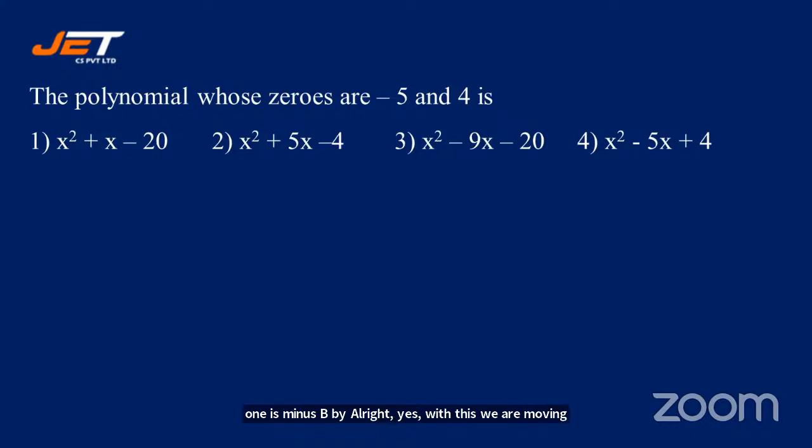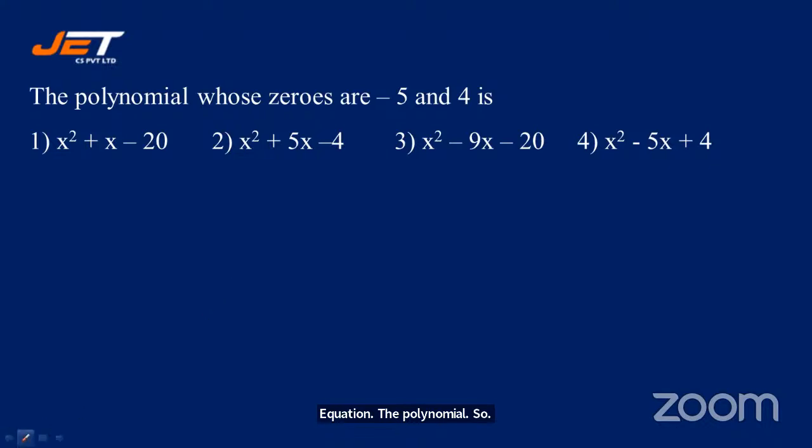The polynomial whose zeros are minus 5 and 4 is dash. Usually they give us the equation and then we are supposed to find out the zeros. So here they are giving you the zeros and then they are asking you to find out the equation, the polynomial. All right. So quickly work it out and give me.